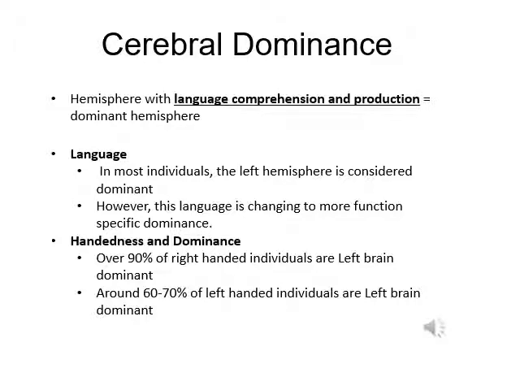So what is the dominant hemisphere? Usually we think the hemisphere with language comprehension and production is the dominant hemisphere. So in most individuals, the left hemisphere is considered dominant. You might think handedness has a relationship with dominance, and over 90% of right-handed individuals are left brain dominant, but around 60 or 70% of left-handed individuals are also left brain dominant.